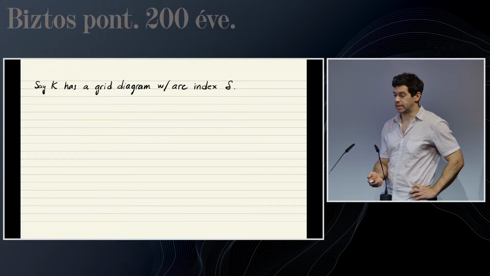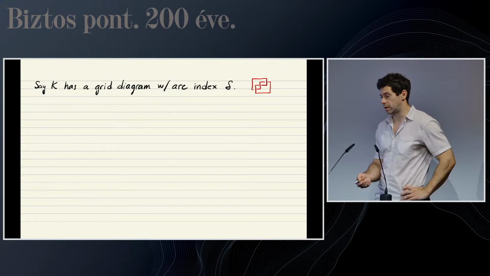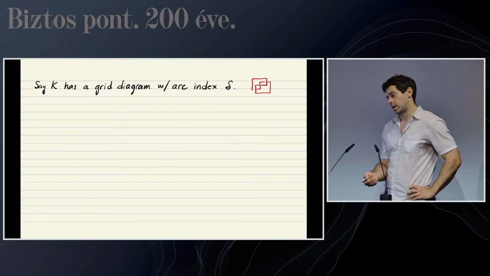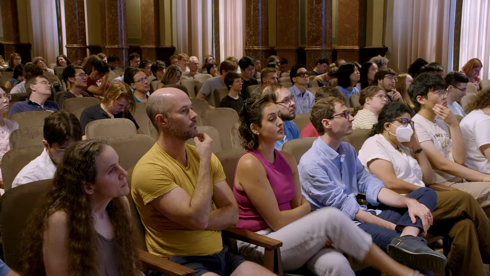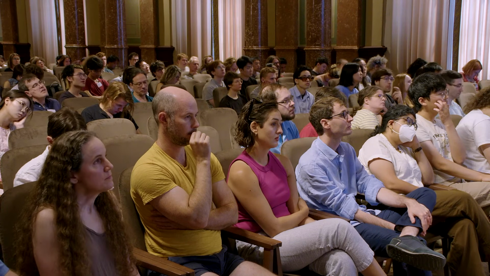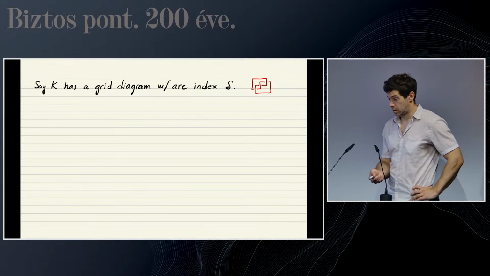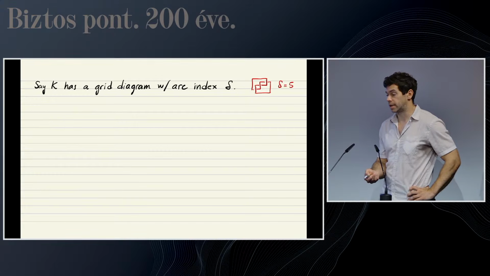So let's say that K has a grid diagram with arc index delta. So here's an example of a grid diagram. If you haven't seen it, this is a grid diagram of a trefoil. And it's just a way of writing a knot as a union of horizontal and vertical segments. So the verticals pass over the horizontals whenever there's a crossing. And Peter mentioned this in an earlier talk as the input for computing knot Floer homology combinatorially. So the arc index, if you have a grid diagram, is just the number of vertical strands. So in this case, it's 5, which is the same as the number of horizontal strands.